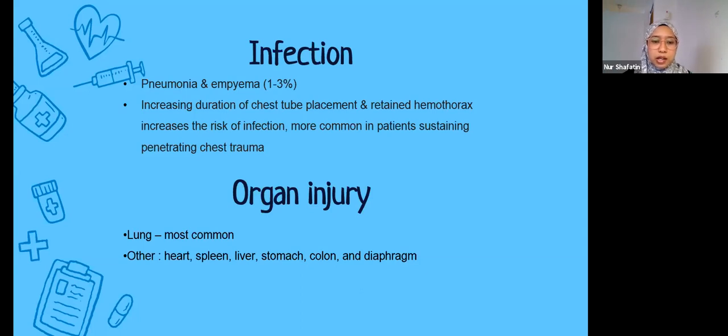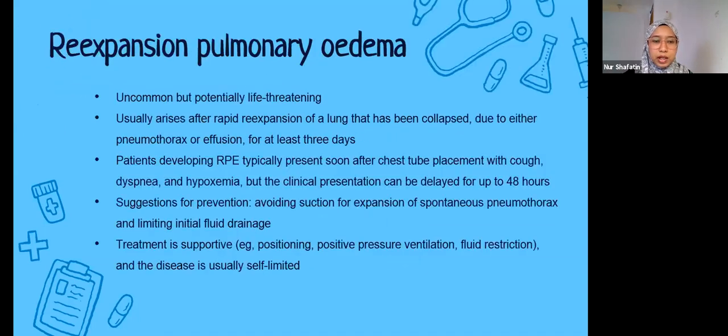Other than that, organ injury could also occur, most commonly the lung, other than the heart, spleen, liver, stomach, colon, and diaphragm. And the last complication in this list is re-expansion pulmonary edema. It is uncommon but potentially life-threatening.